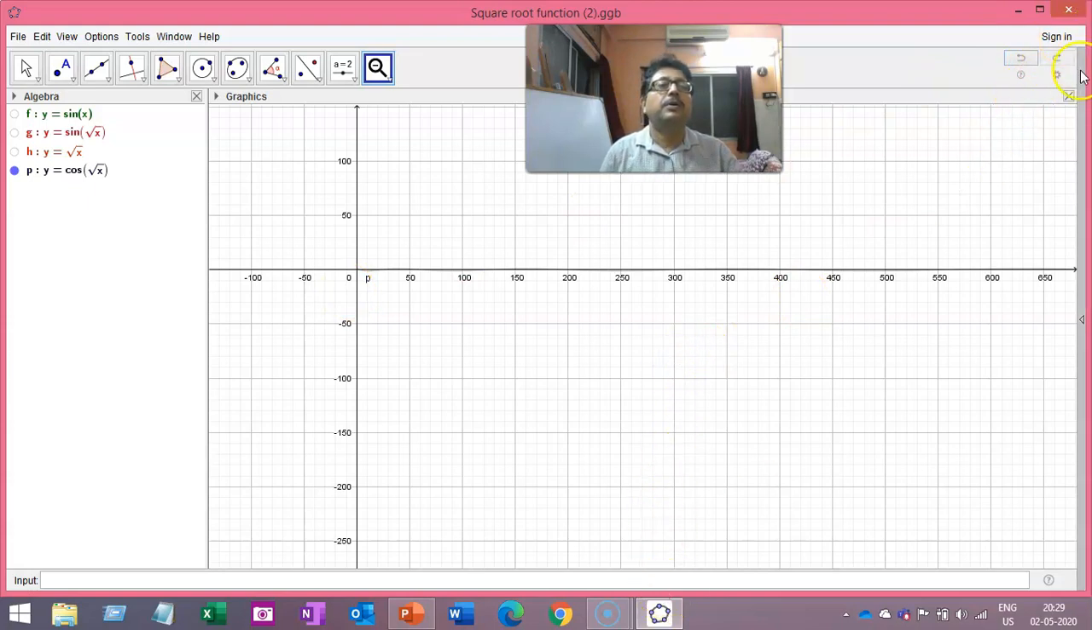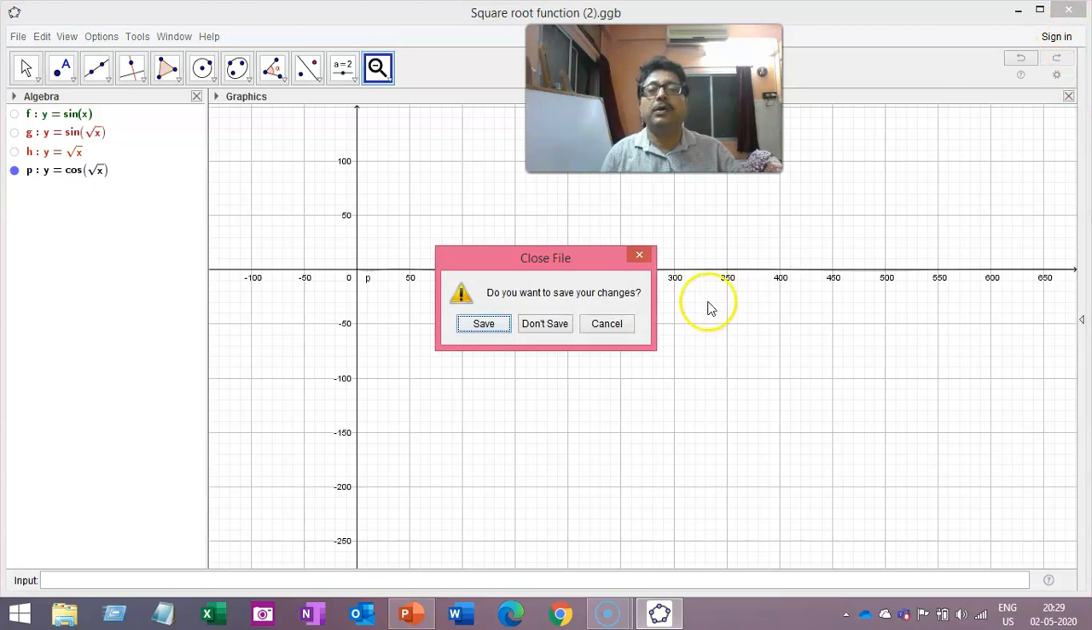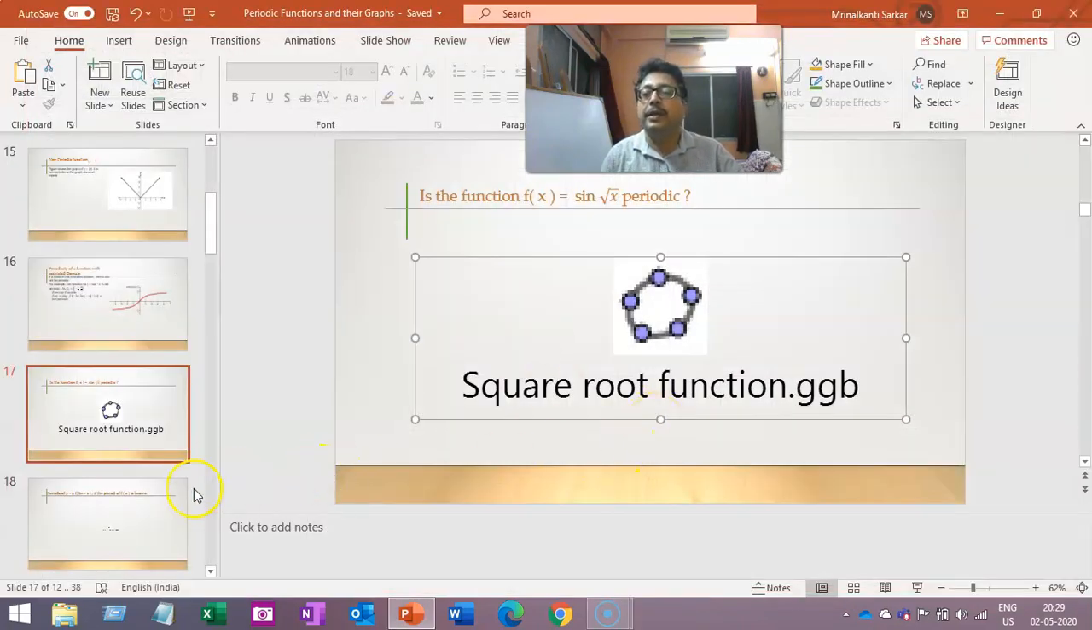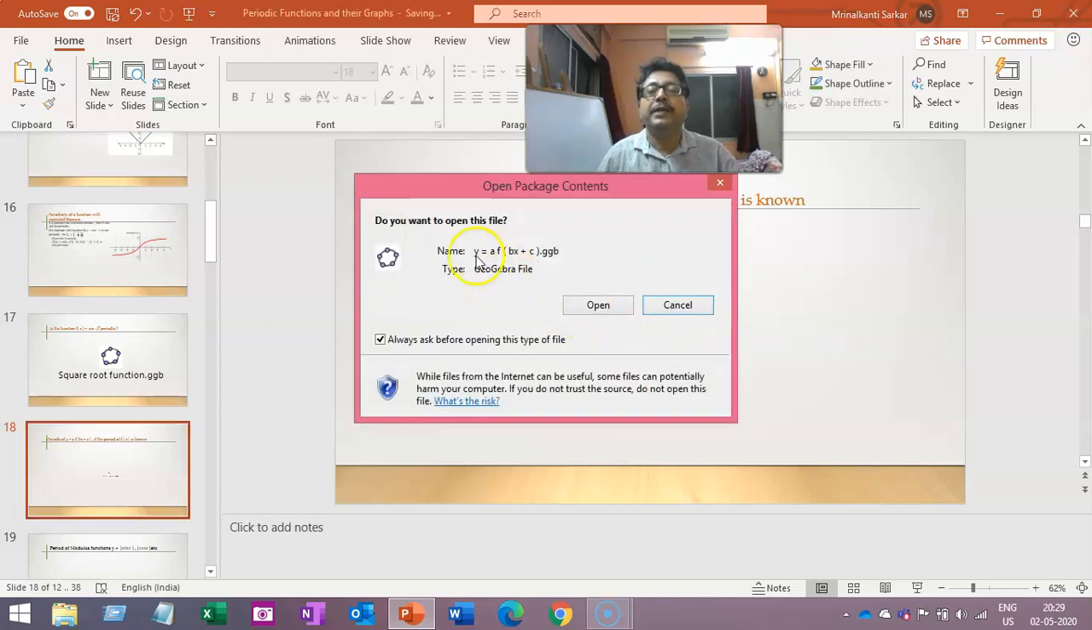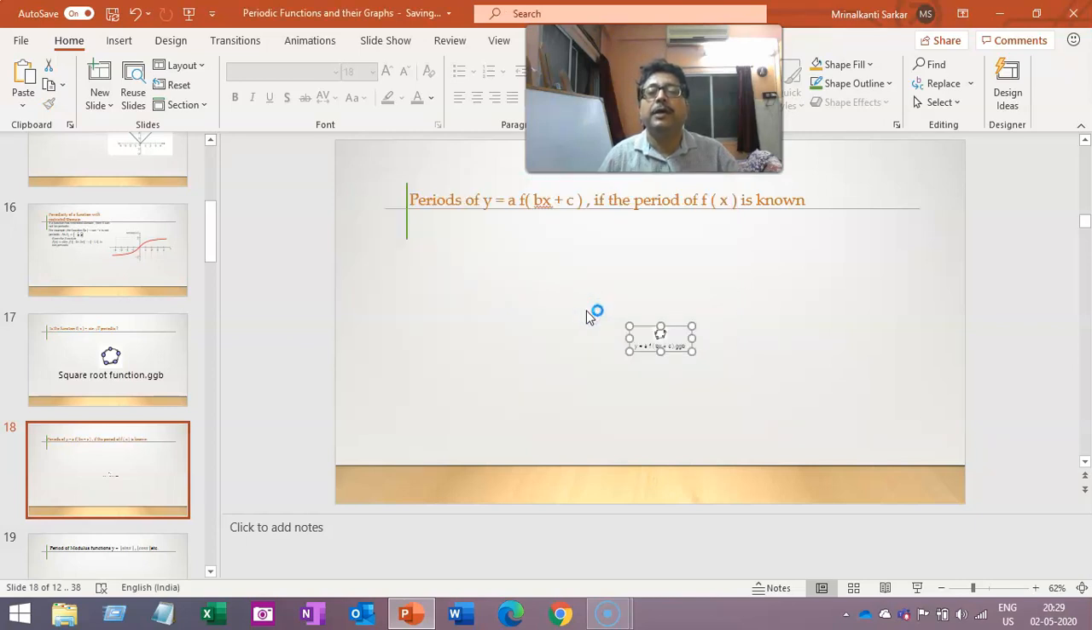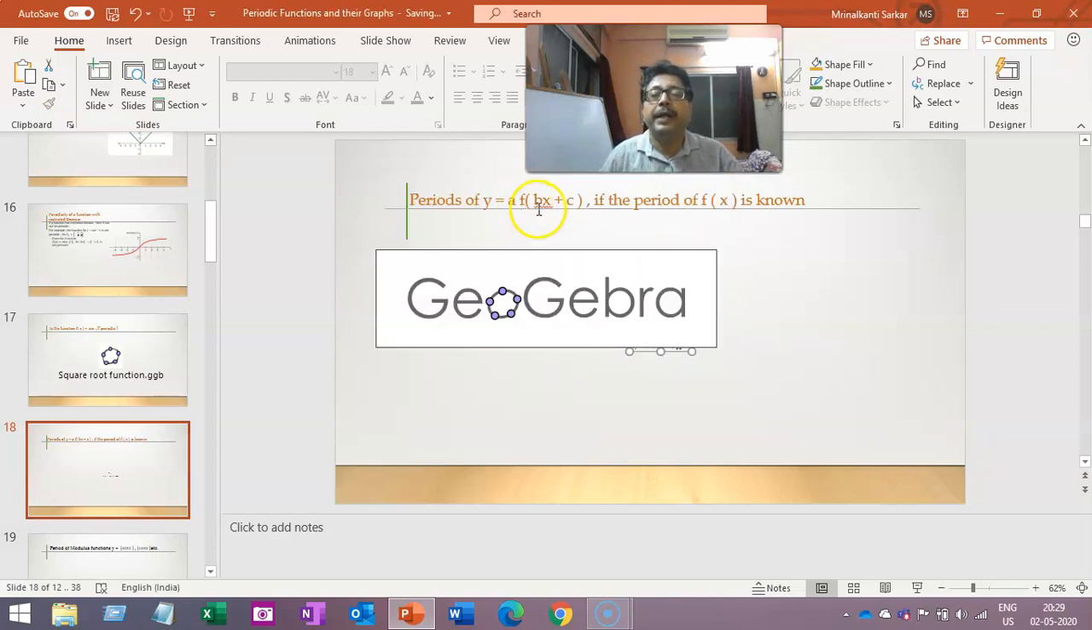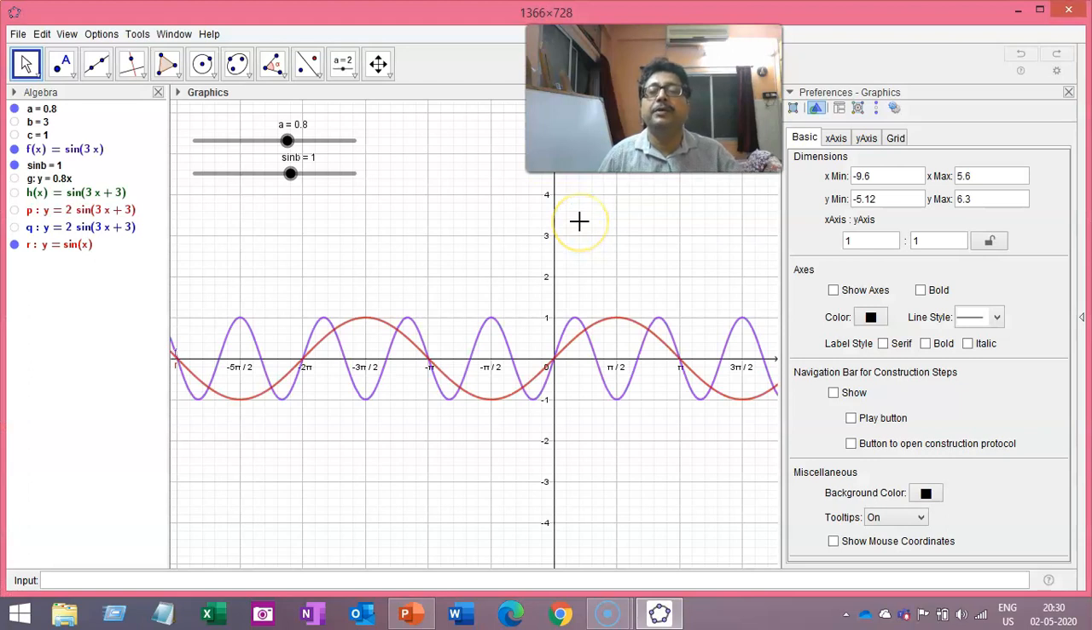Now, let us go for the next one. Suppose the period of a function f(x) is known. If it is T, then it can be shown that a function of the form f(bx plus c) will have period T by b. If f(x) has period T, then y equal to f(bx plus c) will have period T by b.